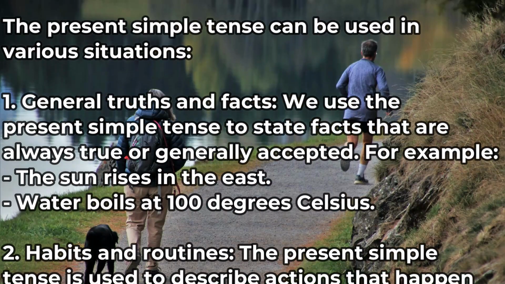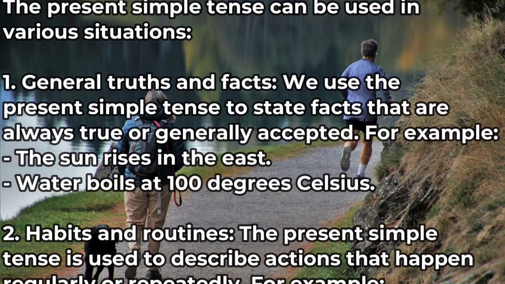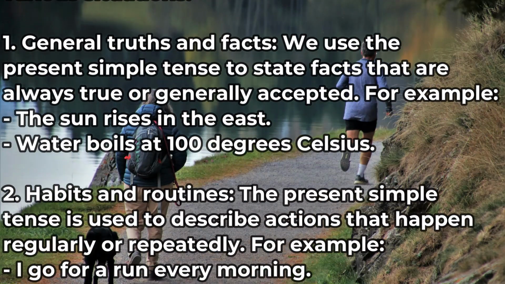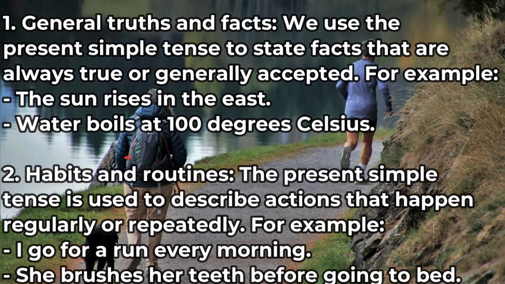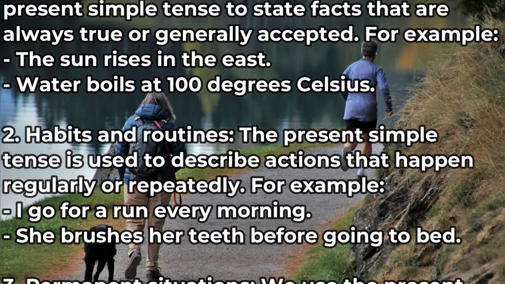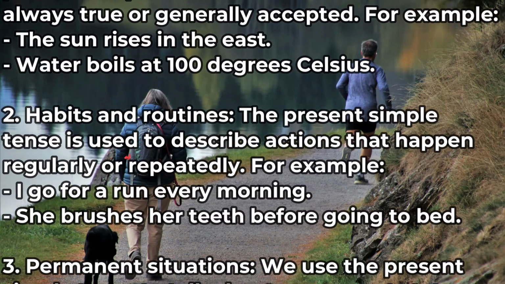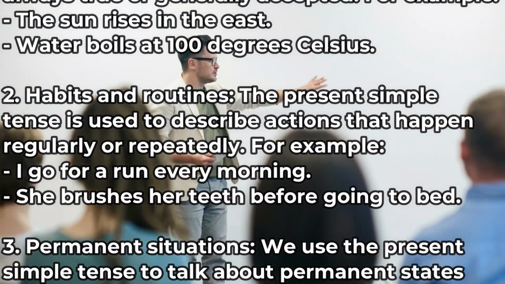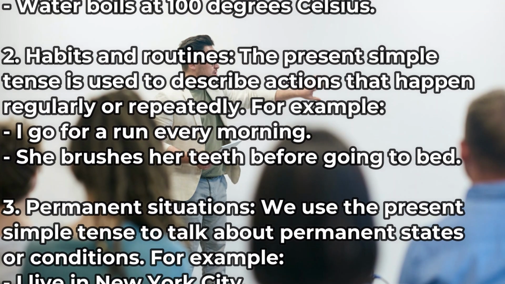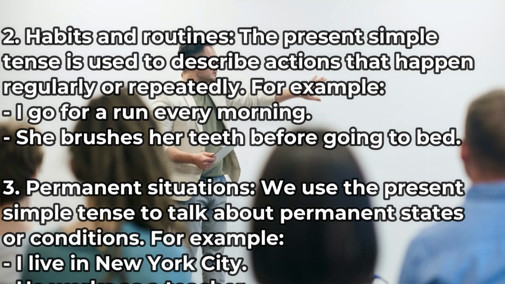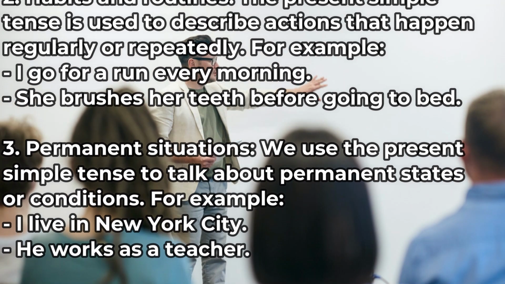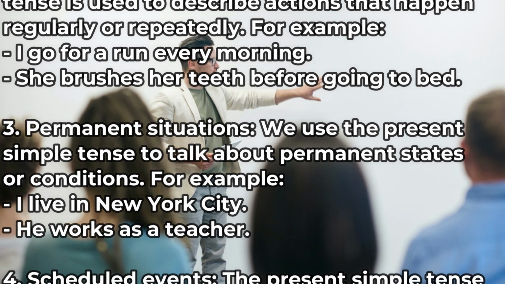2. Habits and routines. The present simple tense is used to describe actions that happen regularly or repeatedly. For example, I go for a run every morning. She brushes her teeth before going to bed. 3. Permanent situations. We use the present simple tense to talk about permanent states or conditions. For example, I live in New York City. He works as a teacher.